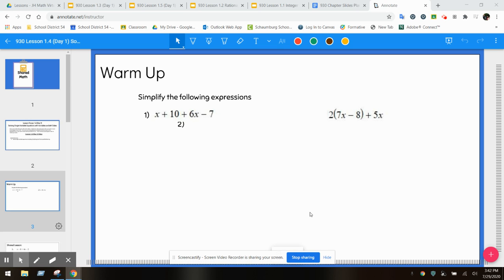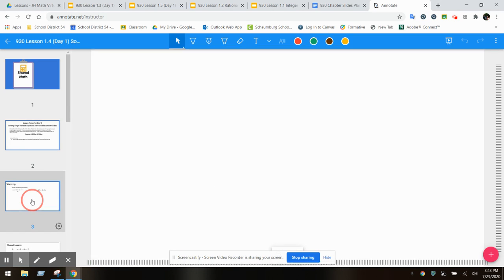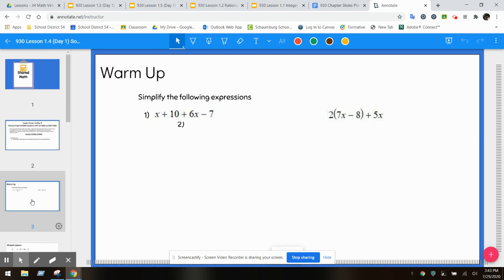All right, so we're into lesson 1.4, day 1, which is our overview. Basically, what we're going to be able to do after today is solve single variable equations with variables on both sides. So we've been solving one and two-step equations. Now we're dealing with variables on both sides. We're going to add a step in today. Our warm-up is going to teach us how to simplify.